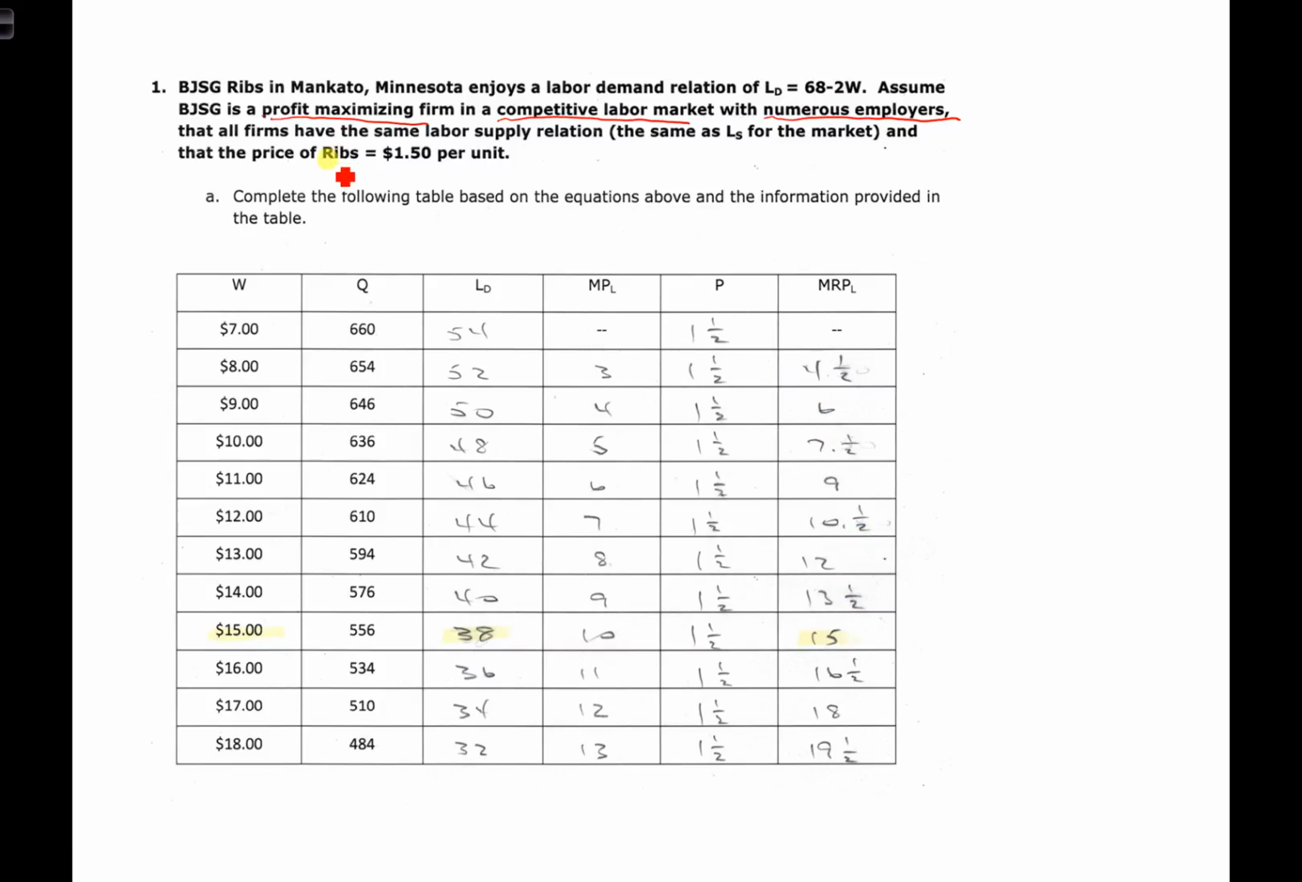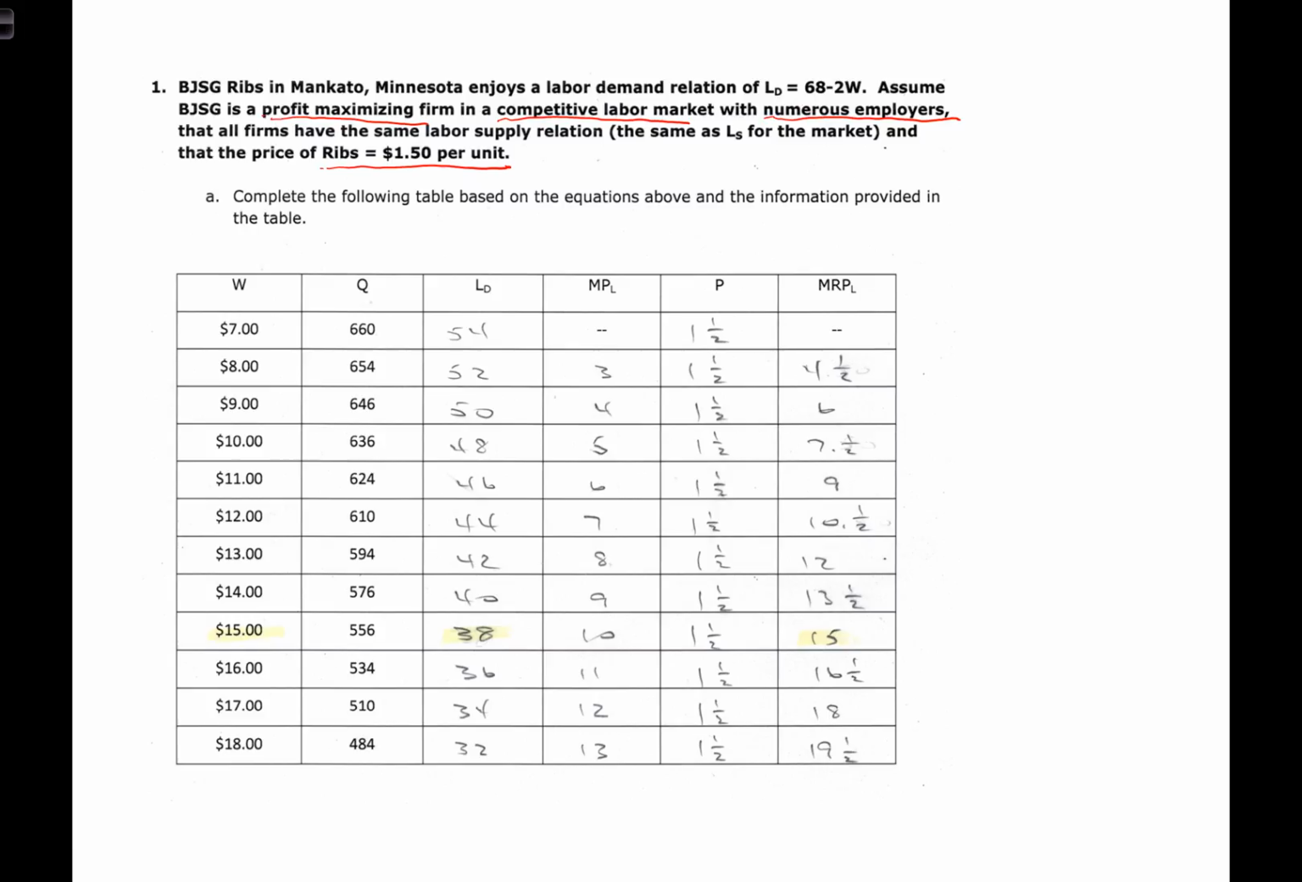And I tell you that the price of ribs is $1.50 per unit. Well, if this is a competitive market, then the price of ribs is $1.50 per unit, whether it's 1 pound of ribs, 1 unit of ribs, or 1,000. So we can just use that as a constant number. That would be the output price for a good in a competitive goods market.